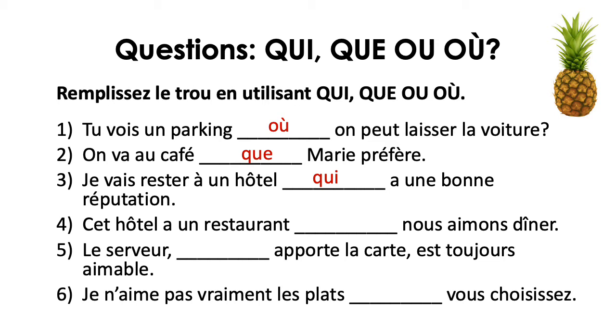4. Cet hôtel a un restaurant où nous aimons dîner. This hotel has a restaurant where we like to eat dinner. 5. Le serveur qui apporte la carte est toujours aimable. The waiter who brings the menu is always friendly. And 6. Je n'aime pas vraiment les plats que vous choisissez. I don't really like the dishes that you are choosing.